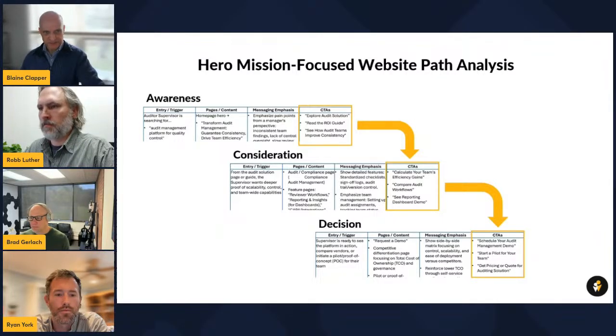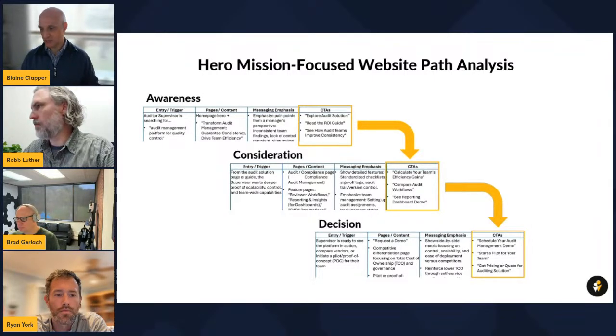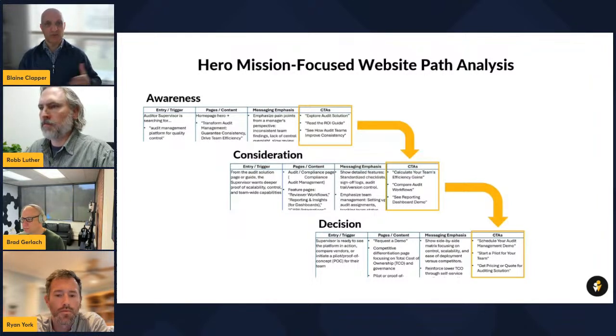And the content that we serve will first off validate the pain. Our messaging emphasis at this stage is all about their frustration, inconsistent team findings, slow review cycles, and we intercept that search with educational content. For example, a guide, the ROI of audit digitization. And the call to action is soft. Read the guide, not buy now. We're looking to build their trust, not sell to them at this point.